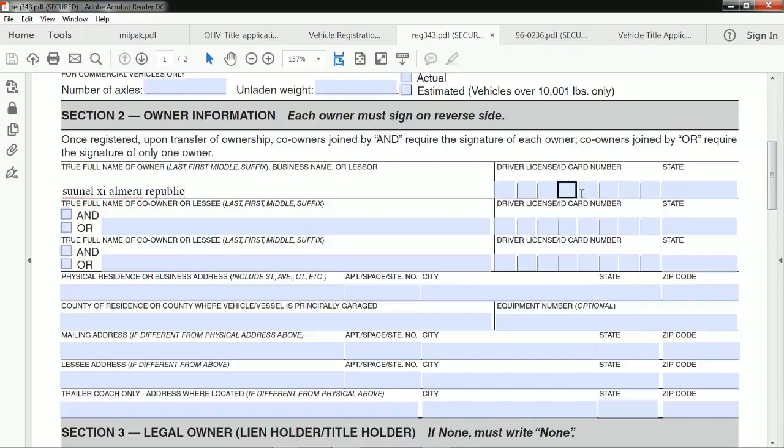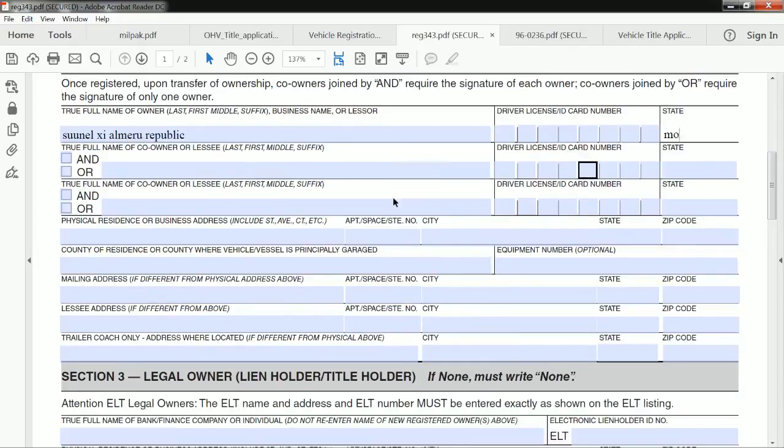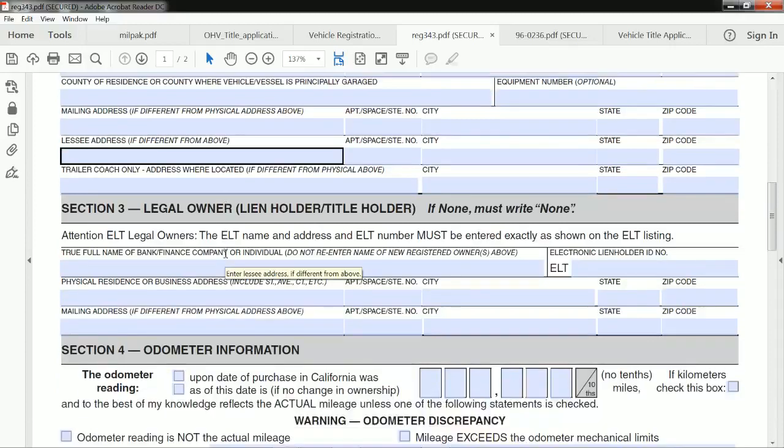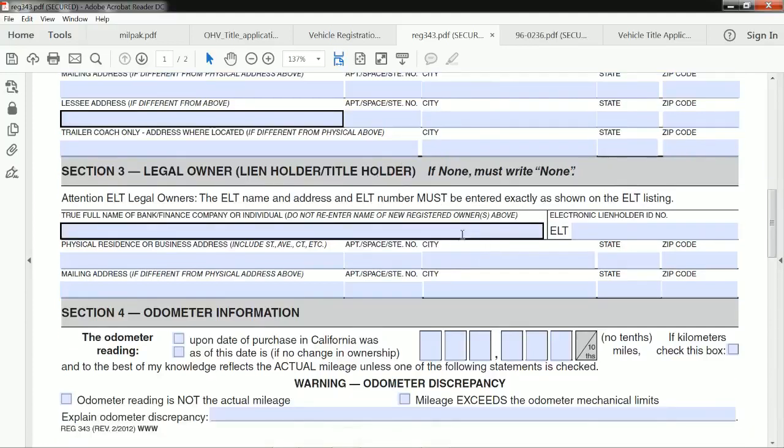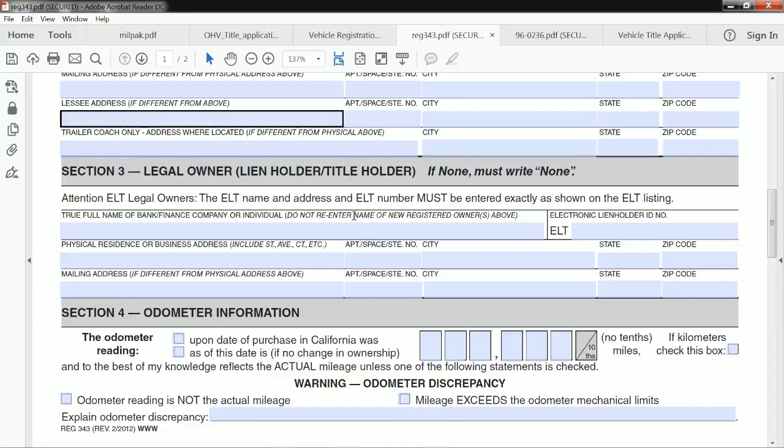See what I'm saying? ID card number. This is where the EIN number would go. The state. I would put Morocco for state, but that's just me. Legal owner, lien holder slash title holder. You always want to make sure you have a lien holder. True full name of bank, finance company, or individual. Do not re-enter name of new registered owner above.